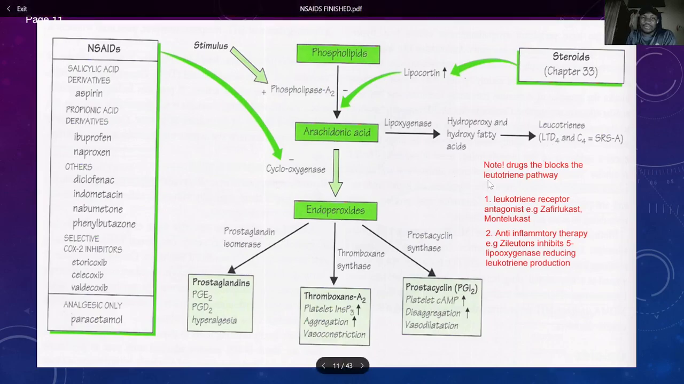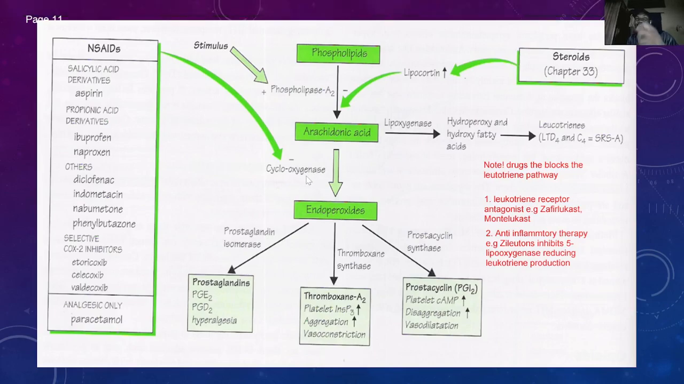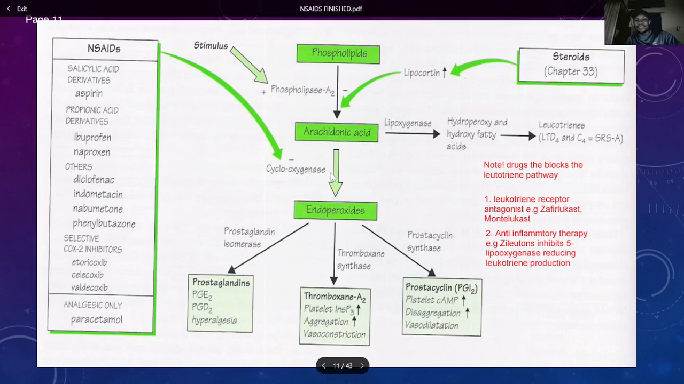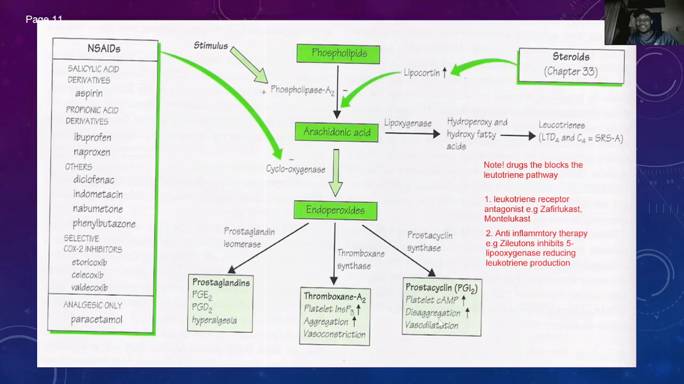So now for NSAIDs, the job of NSAIDs, right, is to inhibit the cyclooxygenase. Remember, we said the cyclooxygenase has two isoforms. We have COX-1 and COX-2. So the job of NSAIDs is to inhibit this. Now, all these things mediate pain, right? They mediate the inflammatory process, they mediate pain, they mediate fever, right? Pyrexia, or something like that.